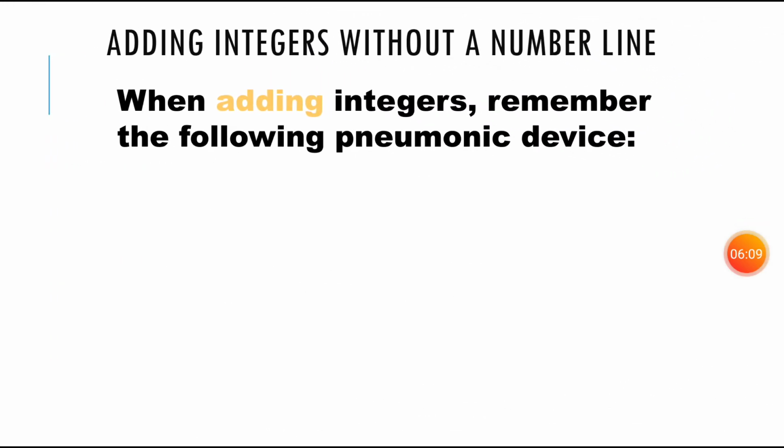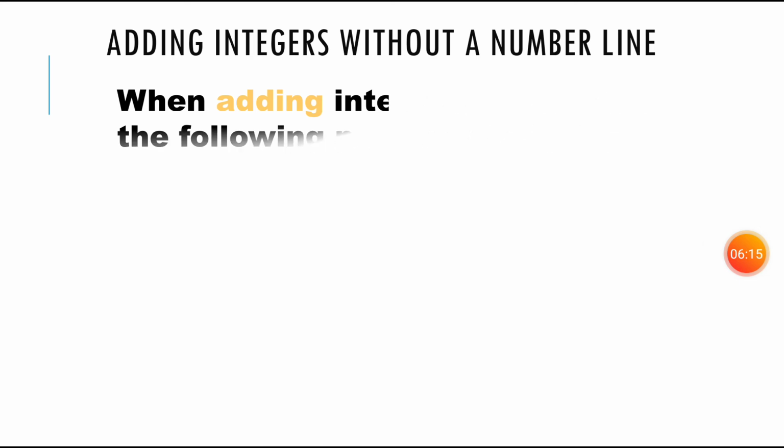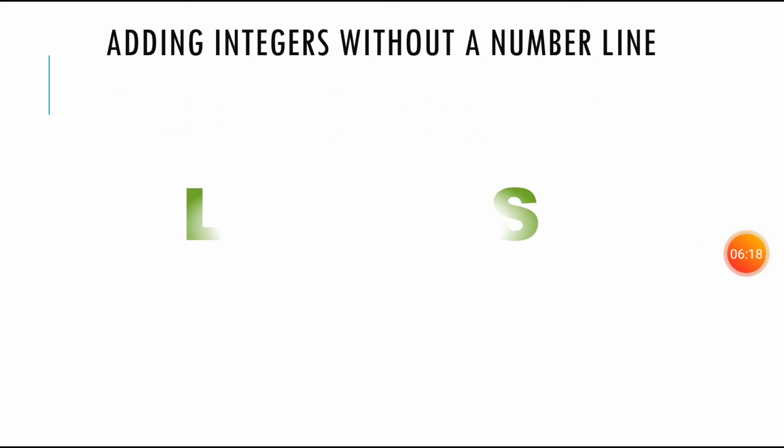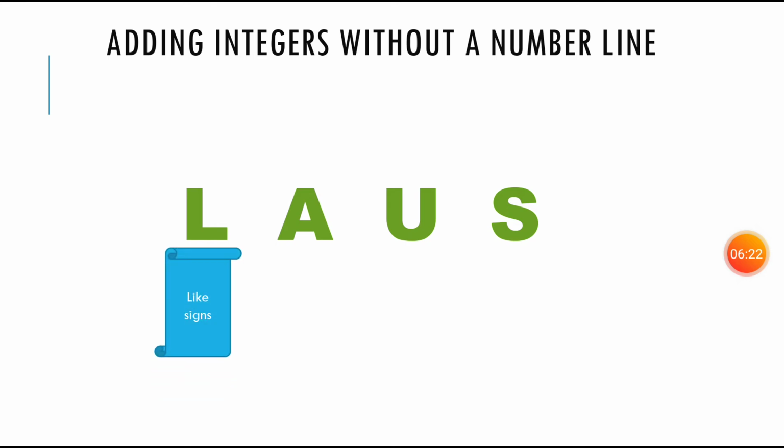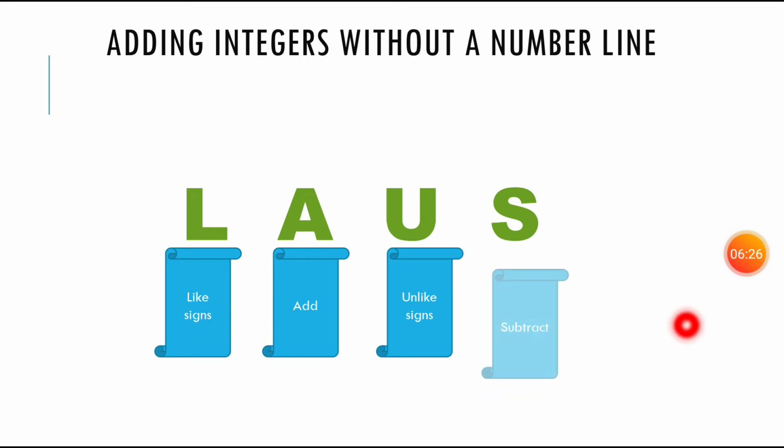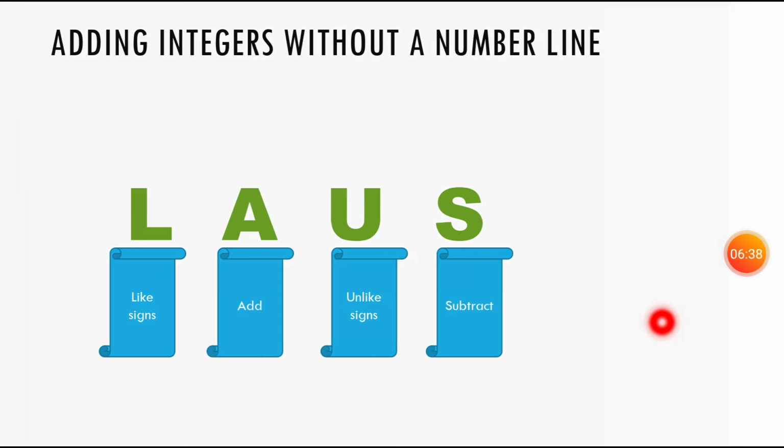Adding integers without a number line. Whenever we have to add integers, we need to remember the following mnemonic device. The mnemonic device is LAUS. You can pronounce it as loss, where L stands for like signs, A stands for add, U stands for unlike signs, and S stands for subtract. That means numbers which have the same signs will be added and numbers which have unlike signs will be subtracted.